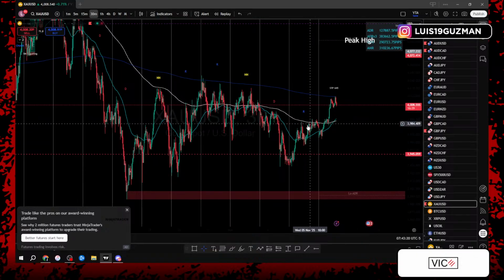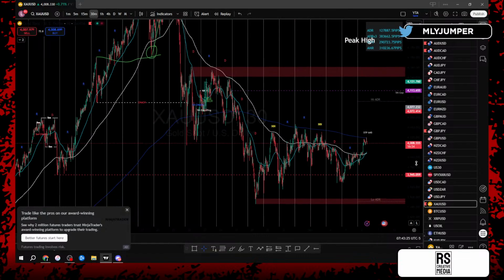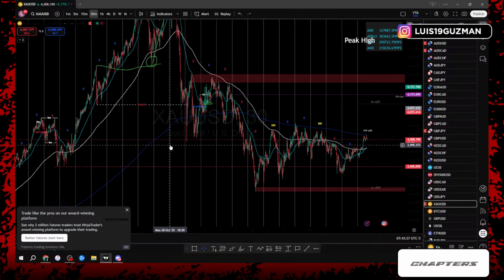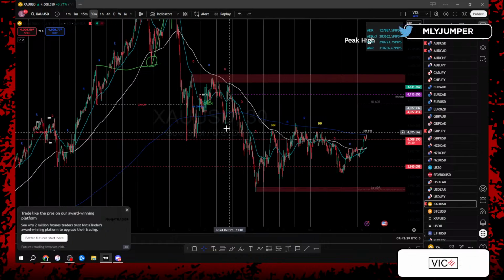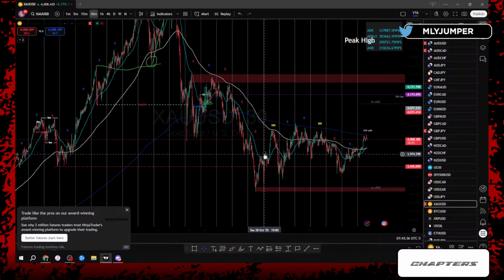I'm in no rush. Again, this is a chessboard. We already know where we're at. We already know what we're looking for. We have a change of character. We have a break of structure to the bottom. Price broke below the 800 EMA. Right now, it looks like price wants to continue these downtrend pushes.